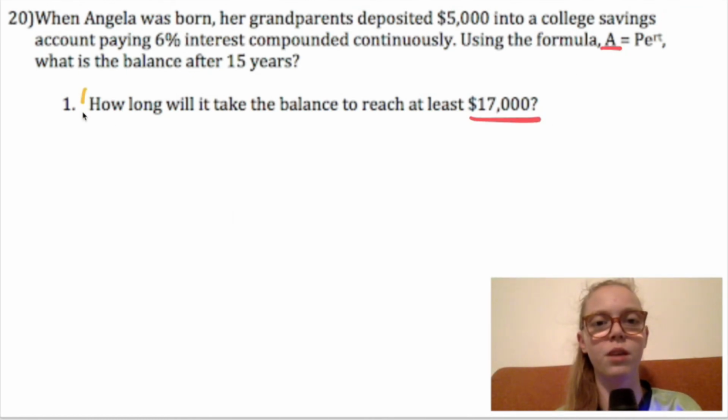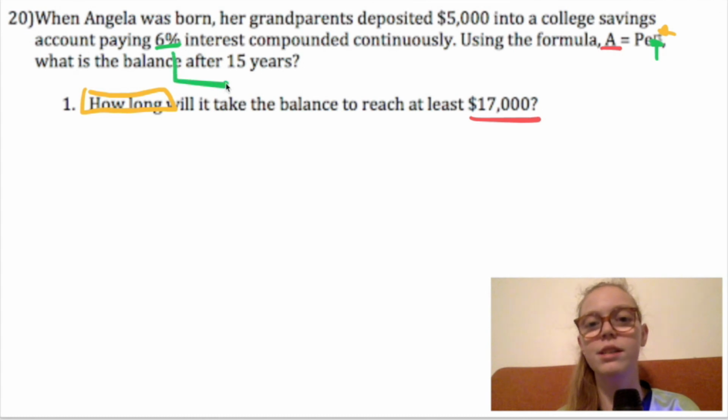Now, for this one, we are going to look at A is equal to $17,000. T is obviously equal to how long? That's what we're trying to find. R is 6%, which is 0.06. And then P, the principal invested, is $5,000. So let's plug this in.